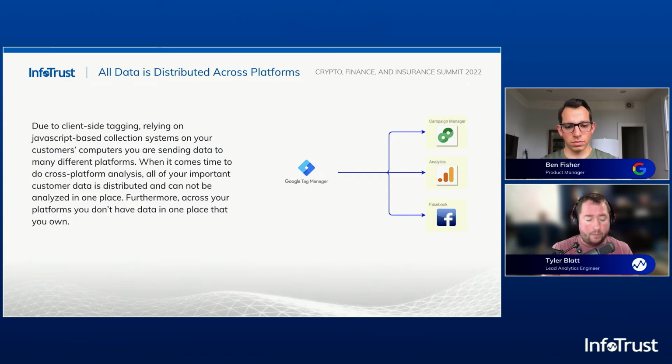So with the data being collected in its own interpreted way and being distributed across third parties, it's oftentimes for a marketer, like, how do I make my decisions? I jump to this platform, I jump to this platform. It's hard for them to see everything in one place. And that's a common problem that I see across the industry.